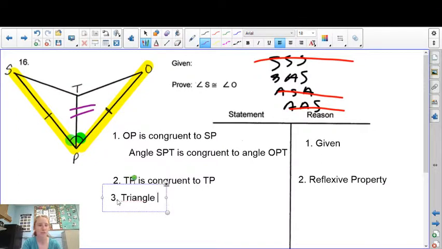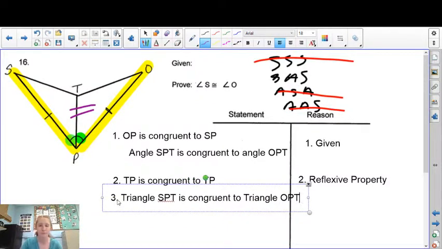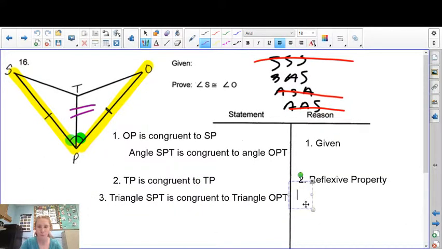Triangle SPT is congruent to triangle SPO, so I need to go O to P to T. Am I starting to run out of room yet? Yep, cool. And what's his reasoning? That was side, angle, side.